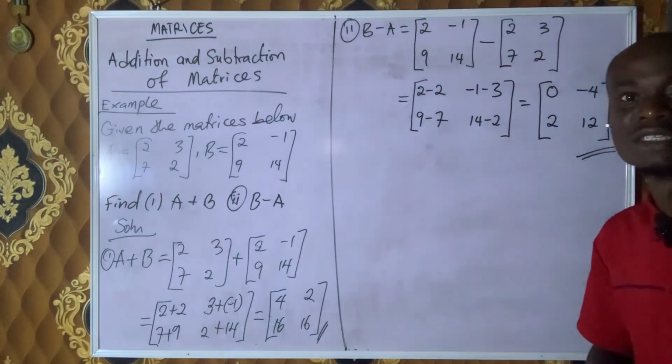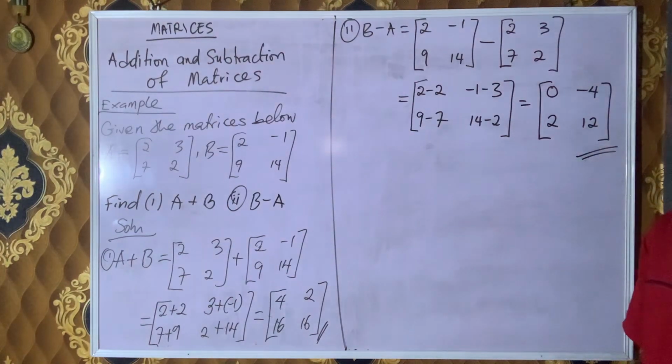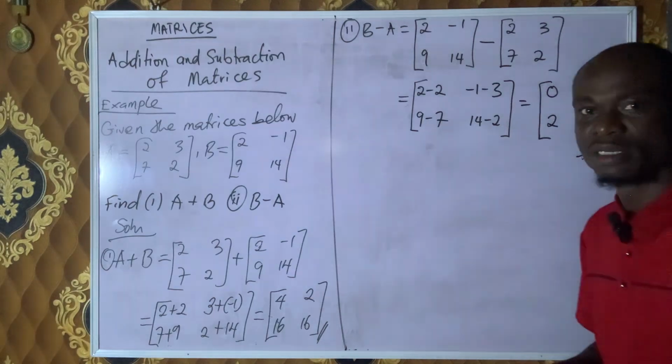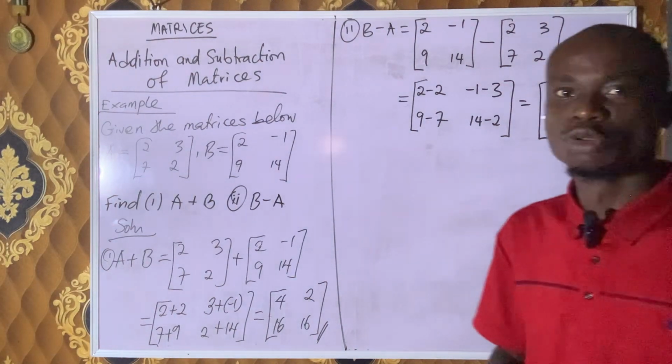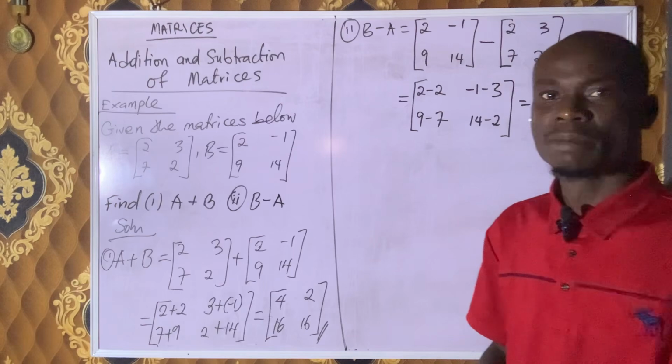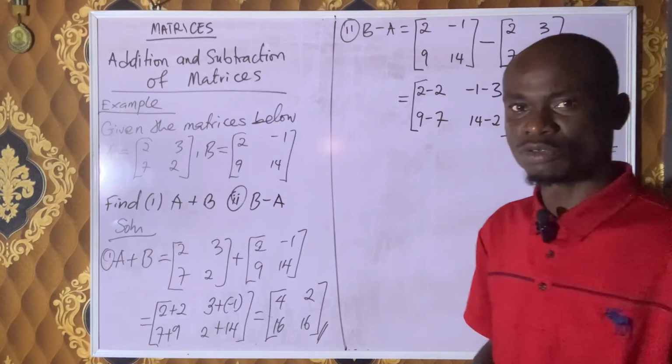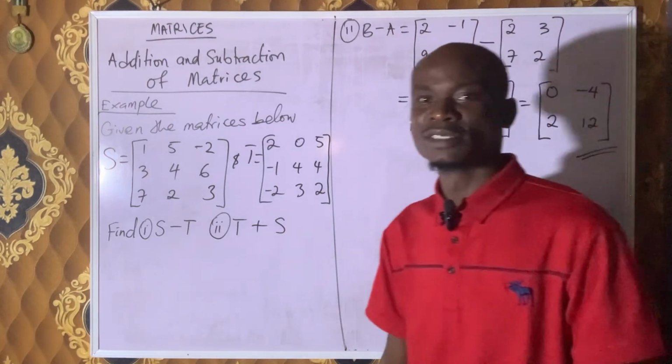So we have succeeded in subtracting A from B. So this is what it means to add and subtract a matrix. So we're going to use 3 by 3 matrices as in our next example. So let's look at it together. So let's take a look at this example.